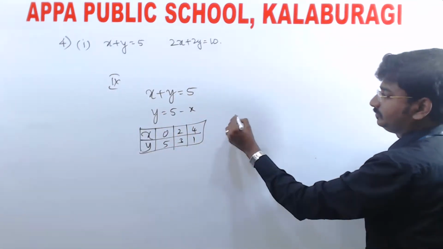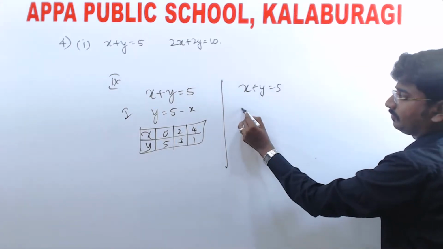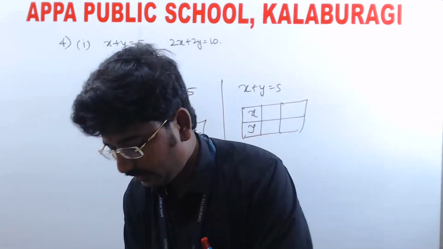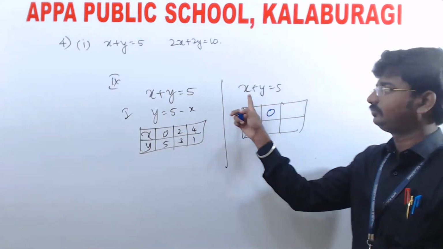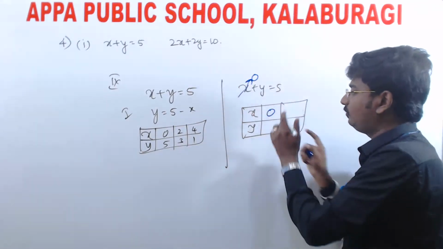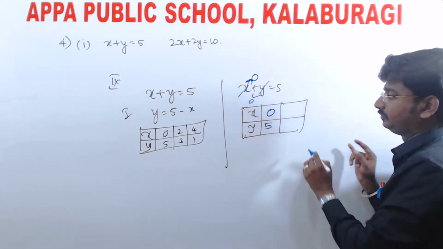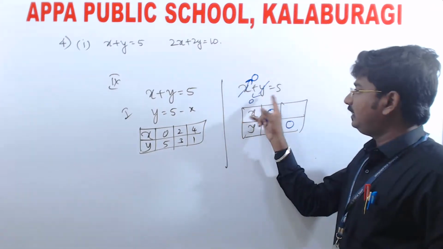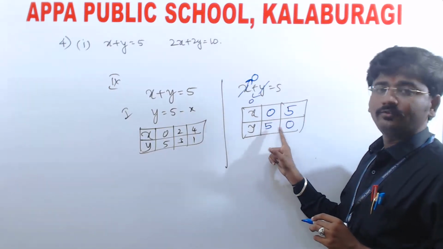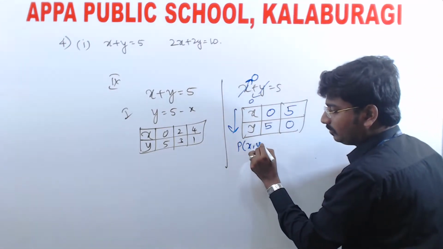This is the first method. The second method we follow is, no need to change anything. Just remember one point. First take x equal to 0. If x is equal to 0, what will be the y value? 0 plus y equal to 5, which means y is 5. Next, take y as 0. When y is 0, no doubt x will be 5. Now what are the points here? (0, 5) and (5, 0). Always a point is written in the form P(x, y).